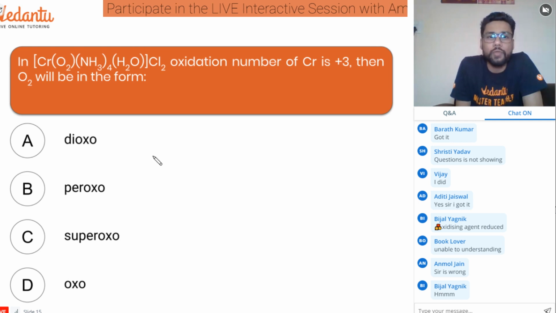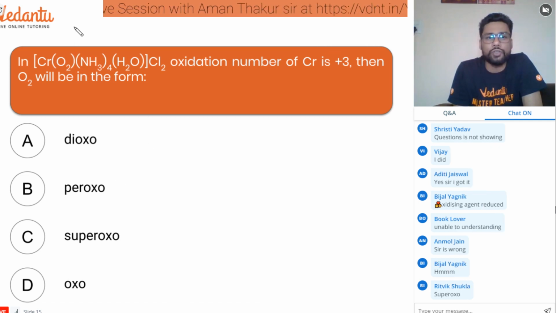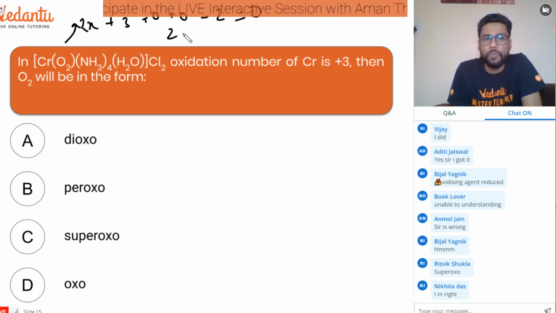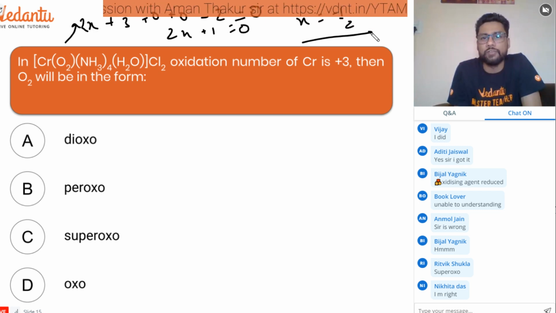For chromium, it is given that it should be plus 3. So let oxygen be X, chromium be plus 3, ammonia is 0, water is 0, chlorine is minus 1. This is equal to 0. And O2 will be 2X. So 2X plus 1 is equal to 0. X is equal to minus half.